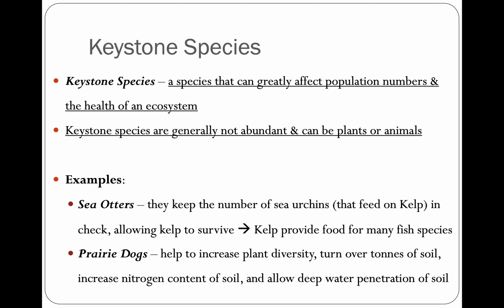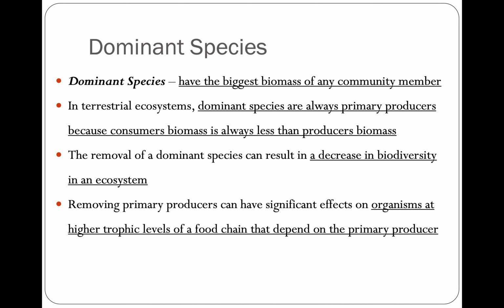Now, a keystone species is different, obviously, than a dominant species. A keystone species is a species that can greatly affect population numbers and the health of an ecosystem. Keystone species are generally not abundant and can be plants or animals. So the dominant species, there's a lot of it, right? That's the only definition for dominant species. Removing all of the dominant species is hard to do because there's the most of them. But if you remove the dominant species, then there's less food for things, right? That just sort of makes sense.